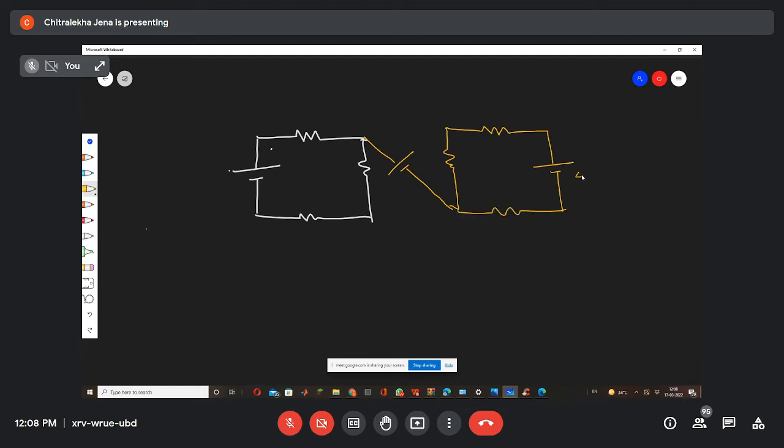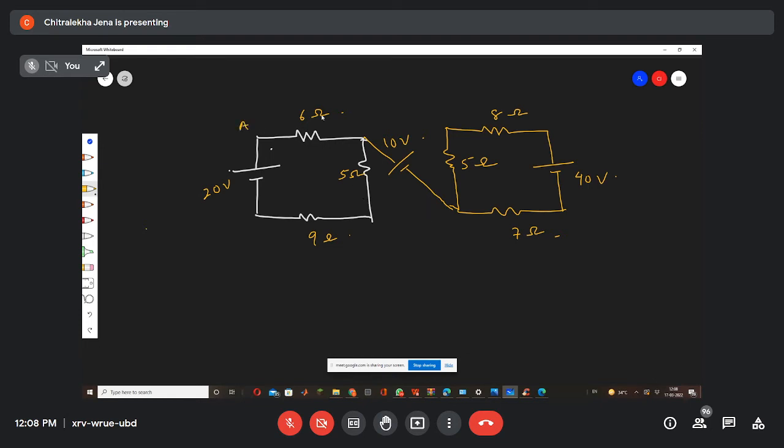This one is 40 volt. This one is 10 volt. This one is 6 ohm, 5 ohm. This one is 9 ohm, 20 volt, 8 ohm, 5 ohm, 7 ohm. You will find out what is the voltage VCE.